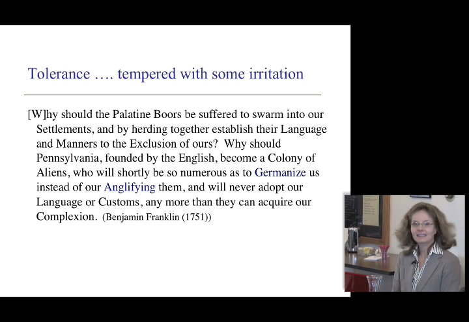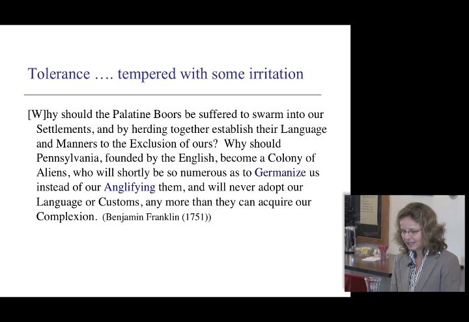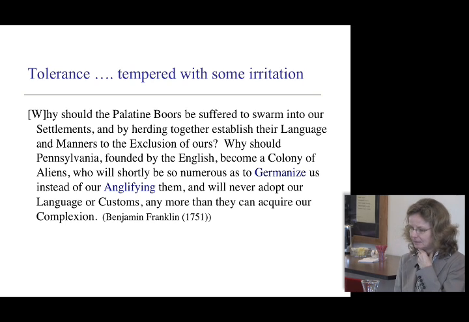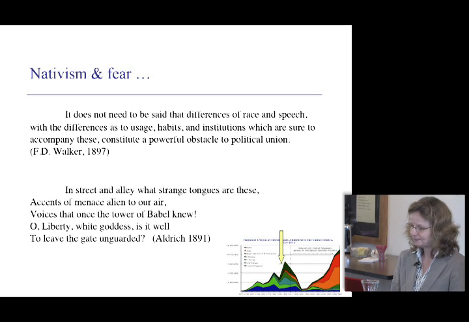The irritation that is evident in this quotation, which is often used, and probably wrongly, to illustrate Franklin's negative views of immigrants and non-English languages, was in fact a temporary reaction to his printing press just having failed because of intense competition from several printing presses run by German language immigrants. So in fact, he was relatively tolerant.